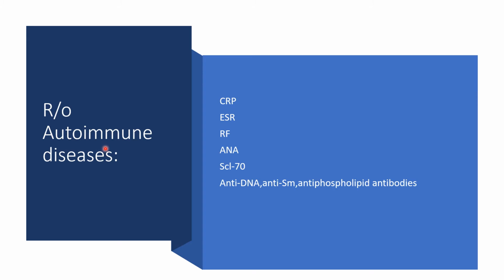Now, I brought this here. We have to rule out autoimmune diseases. Why that? I'll get to that in a bit. So let's have C-reactive protein, ESR, rheumatoid factor, antinuclear antibody, Scl-70, anti-DNA. This is for systemic lupus erythematosus. Let's rule that out.